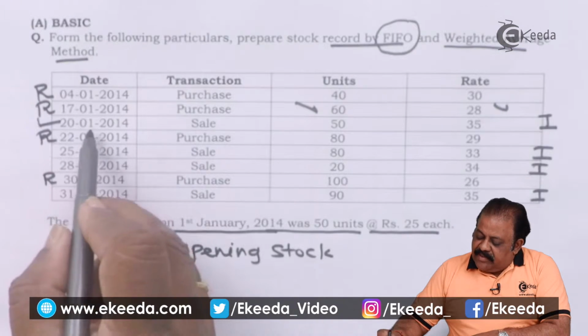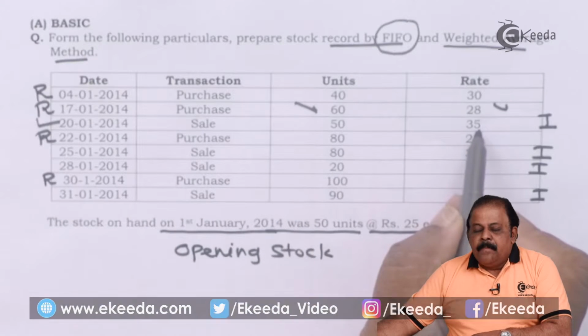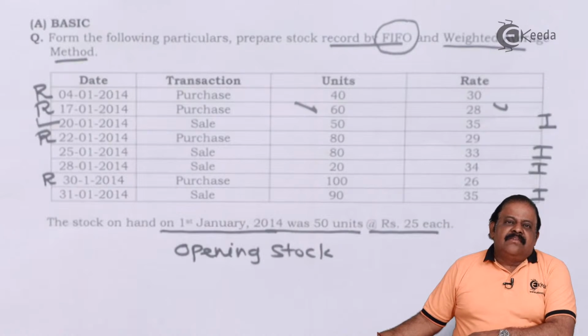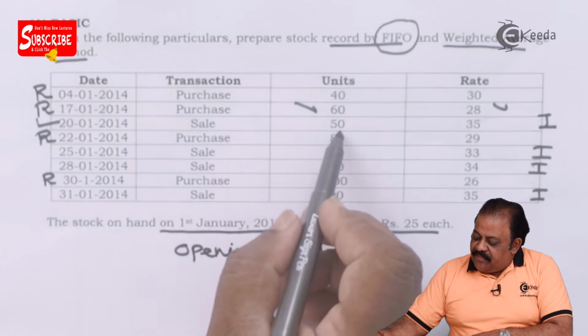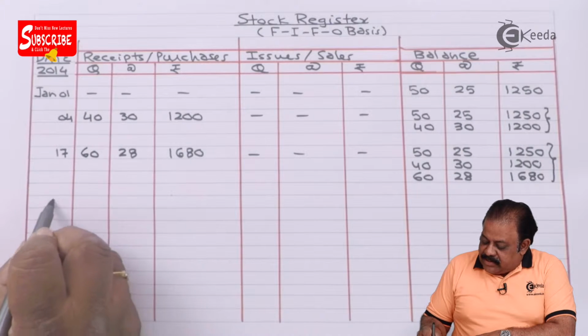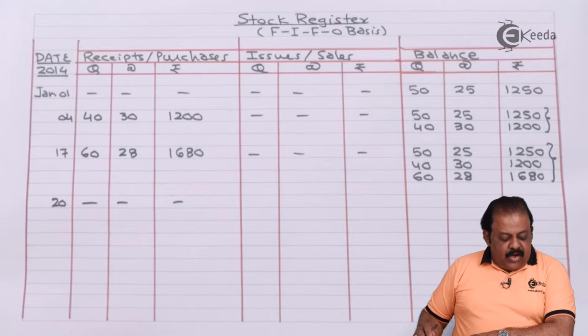On 20th January, there is a sale of 50 units at the rate of 35. Even though selling price is given, we are required to ignore selling price and we are required to record issues at cost. So there is sale of 50 units. In date column, we will be putting the date 20th January. There is sale of in all 50 units.